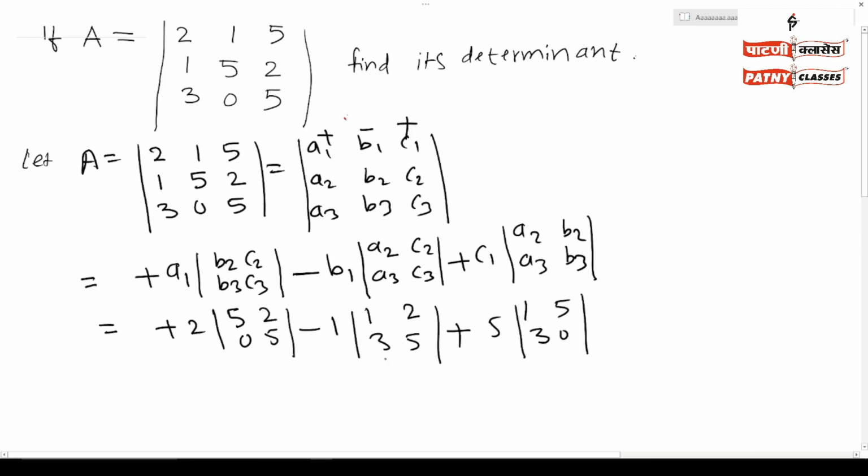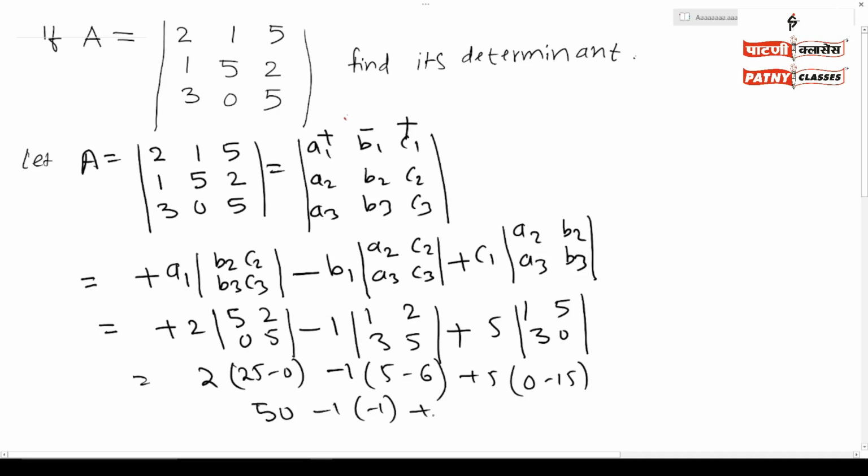Then I get here 2 into (25 minus 0), minus 1 into (5 minus 6), plus 5 into (0 minus 15). So I get 50 and minus 1 into minus 1, plus 5 into minus 15, equals 50 plus 1 minus 75, equals minus 24. This is the required value of the given determinant.